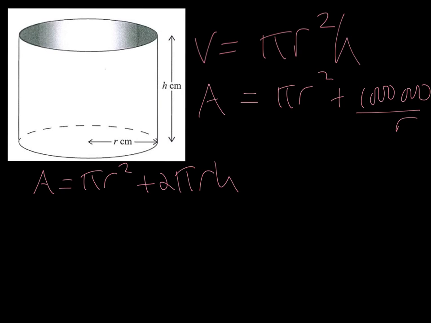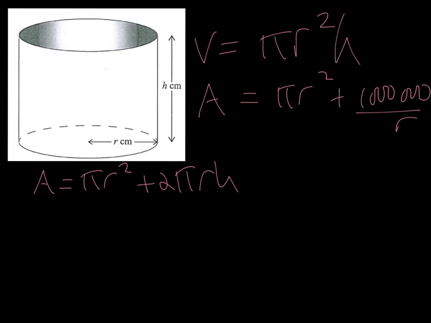Now, the problem here is that we've got two variables. We've got r, which we want, but we've also got this h here. So what we're going to have to try and do is eliminate or get rid of the h term so that we have an expression for the area just in terms of r, because that would make any potential differentiation easier. So how do we change this expression from including the h variable so that it only has r?